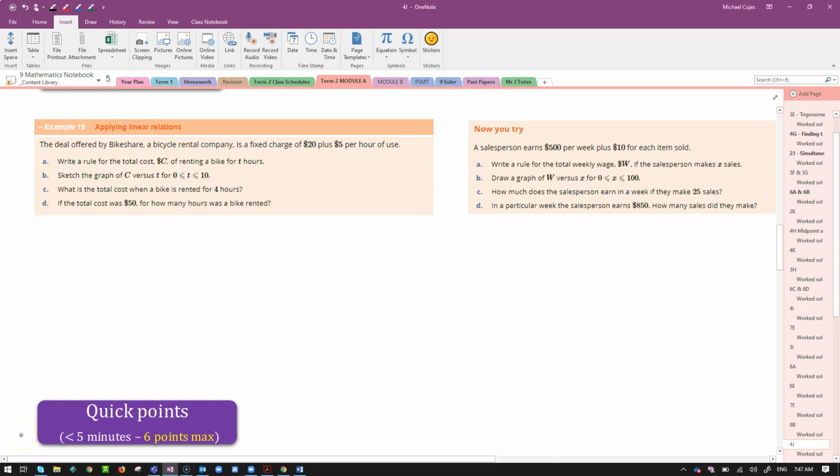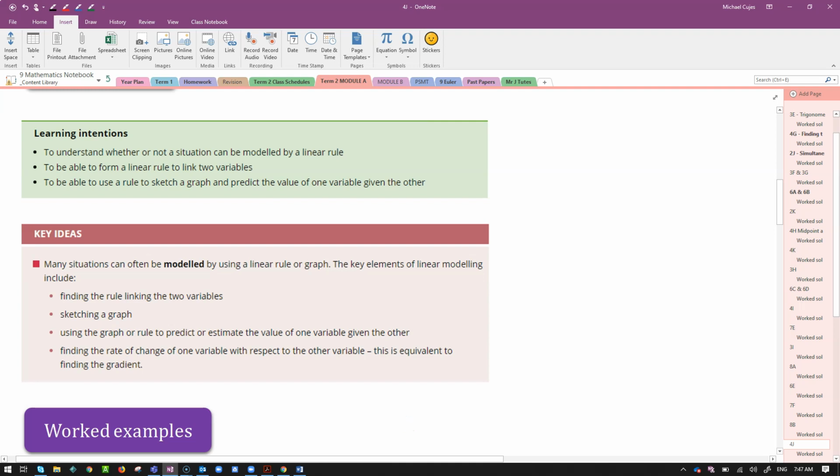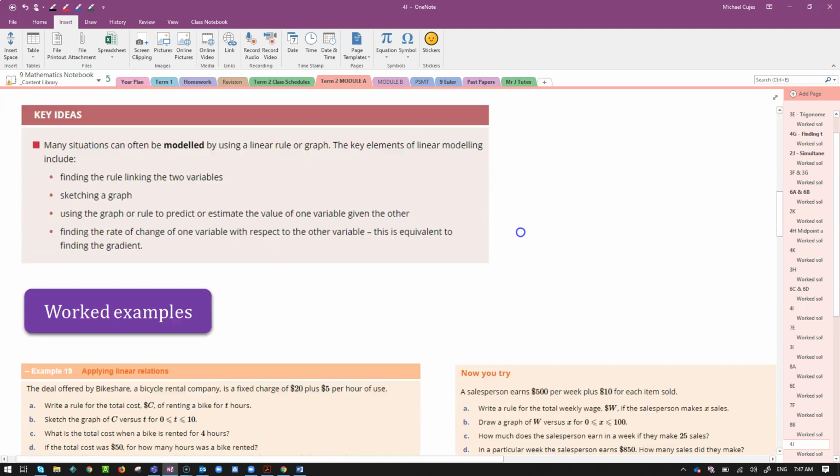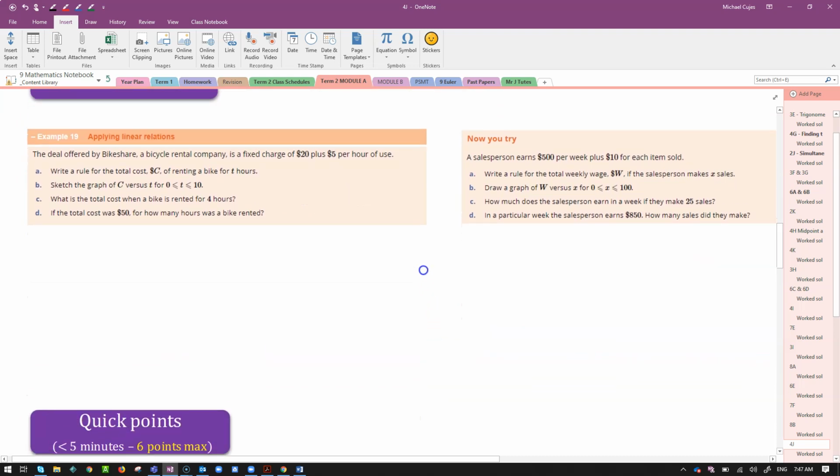Alright, back with exercise 4J here. This is looking at applying our understanding of linear equations and how we can use them to model real-life situations. So, finding a rule linking two variables, being able to sketch a graph or use the rule to predict a value, interpolation and extrapolation, fancy words there.